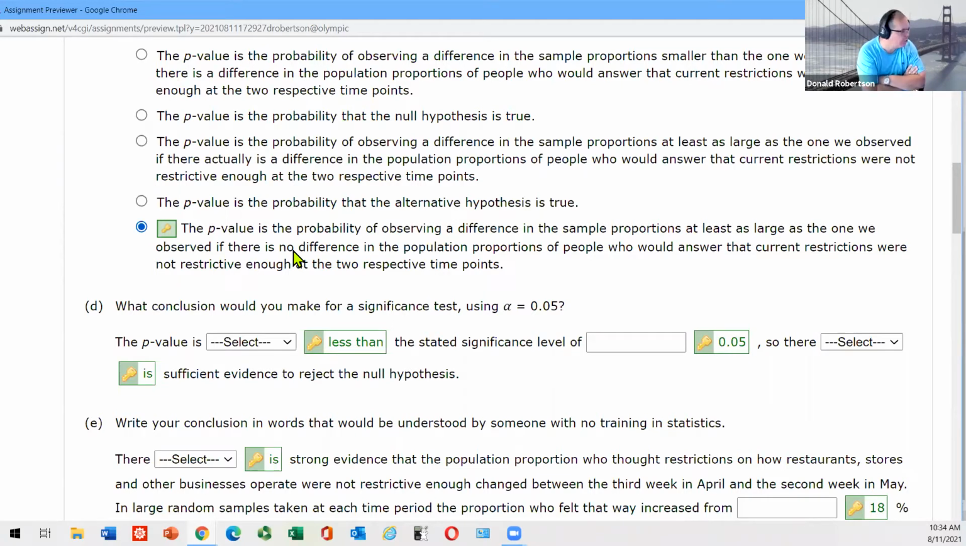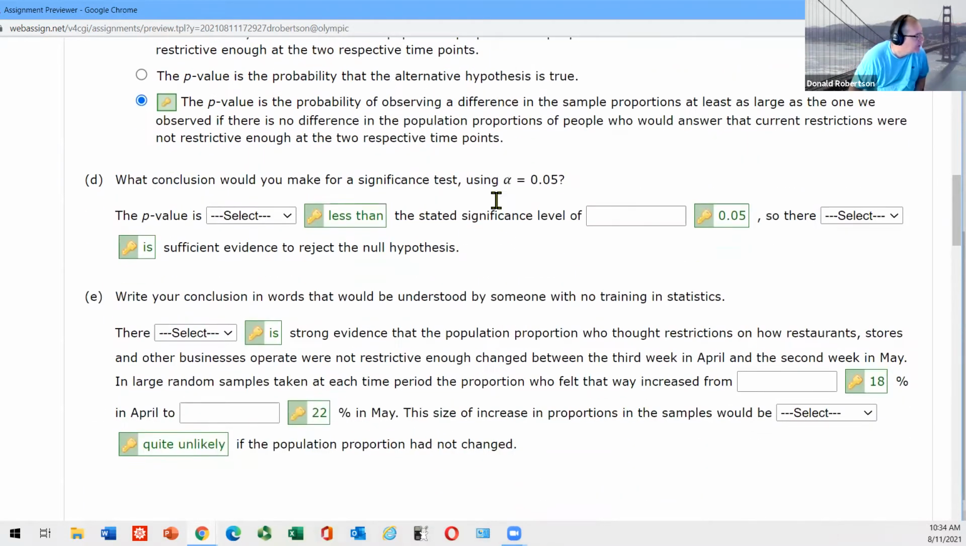P-value could also be thought of as the probability that you would get it wrong if you said that there was evidence when there wasn't really. So lots of different ways of thinking what that one is.